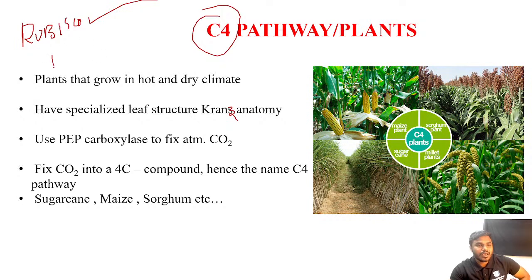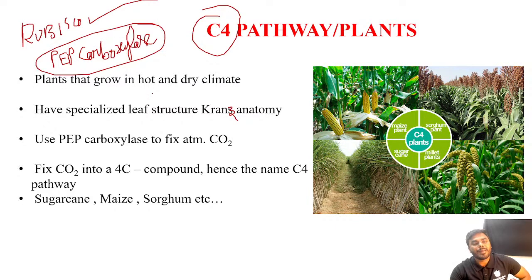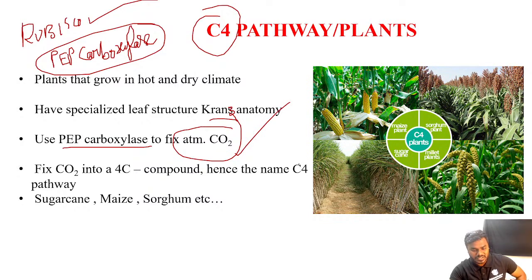But in the case of C4 plants, the major principal enzyme, friends, is what? We will call it the PEP carboxylase enzyme. It is used to fix what, friends? Atmospheric carbon dioxide. Never ever forget that. And it will fix the carbon dioxide into how many carbon containing compound? 4 carbon. This is an interesting point.